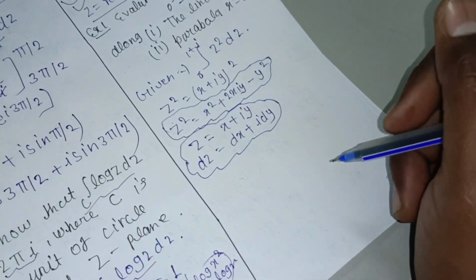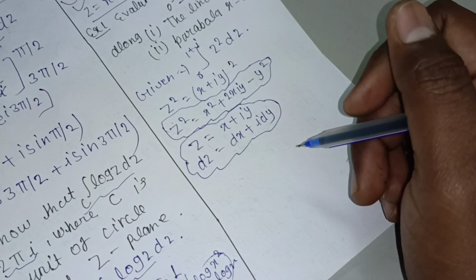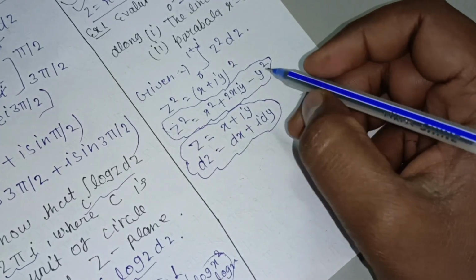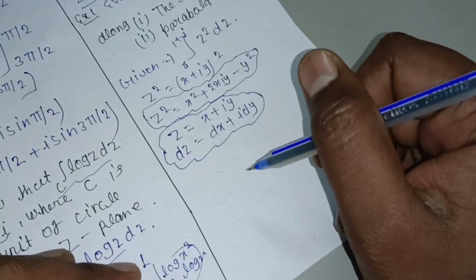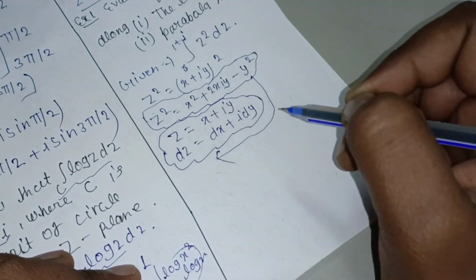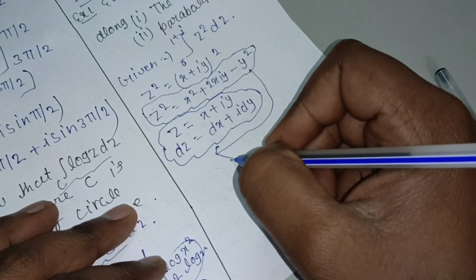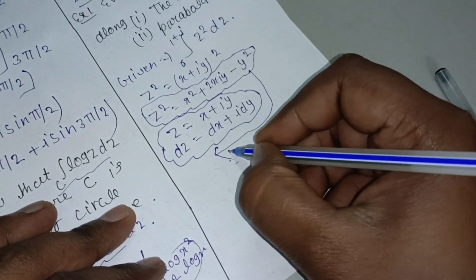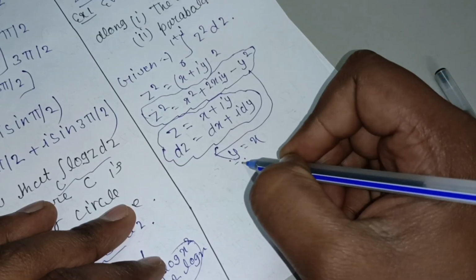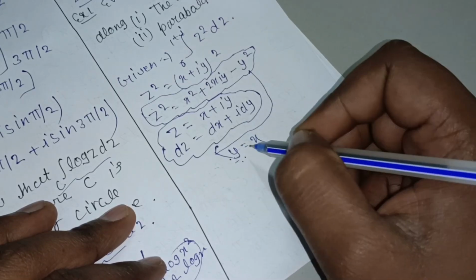dx plus iota dy. Okay, so now we have just this. So what we are doing here is that we have given y is equal to x, so I am just putting x in place of y.